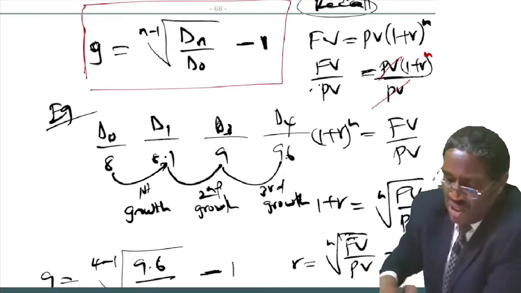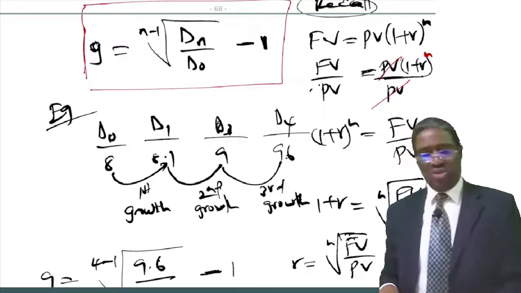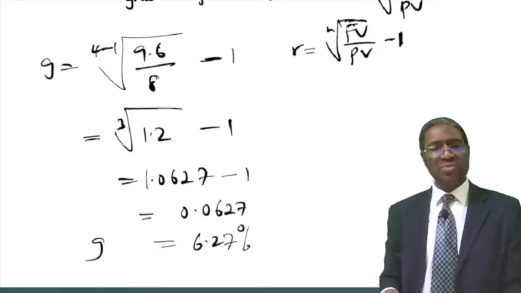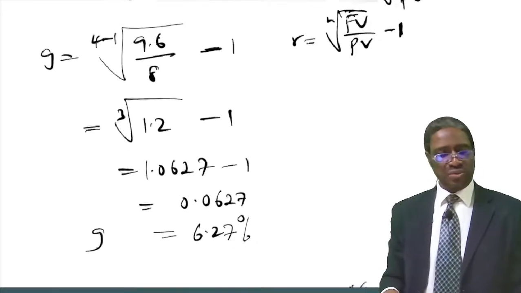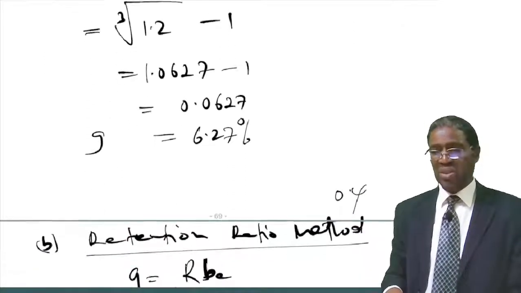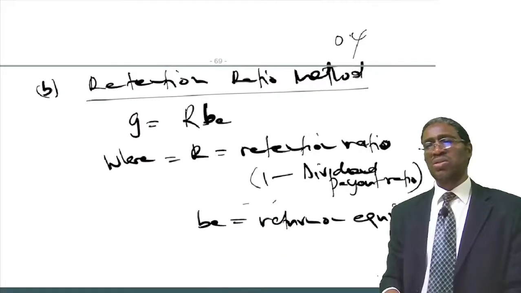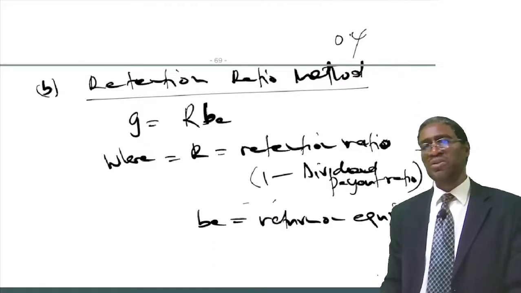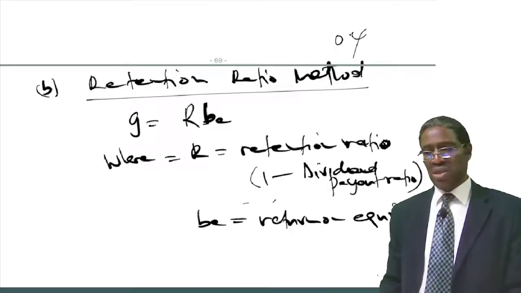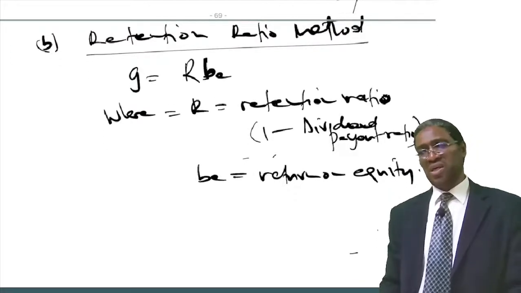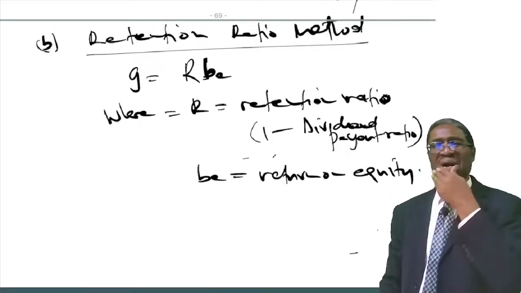Then you can come and say number 2, method 2 now. Method 2. Write retention ratio method.